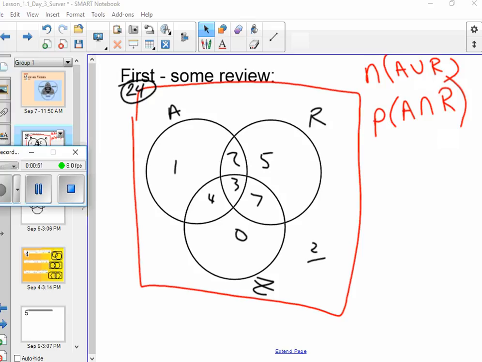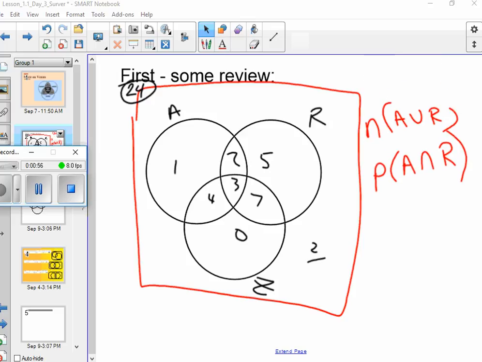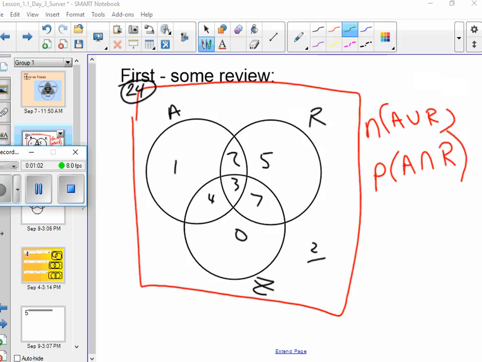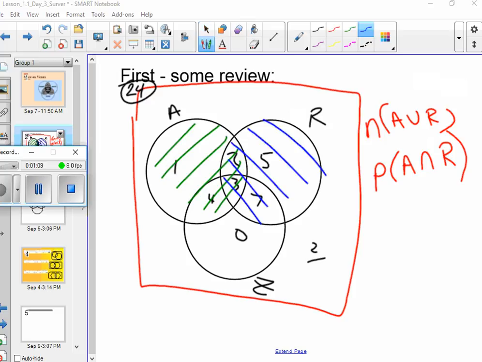If you had the N of A union R, N stands for the number of elements in A union R. Well, here's A, and here's R. Do I go to this area right here? No. That's what you want to do because so many times in math when you shade, you're looking for the overlap. That would be different. That would be not the union, but the intersection. Okay, so what we want is the union.